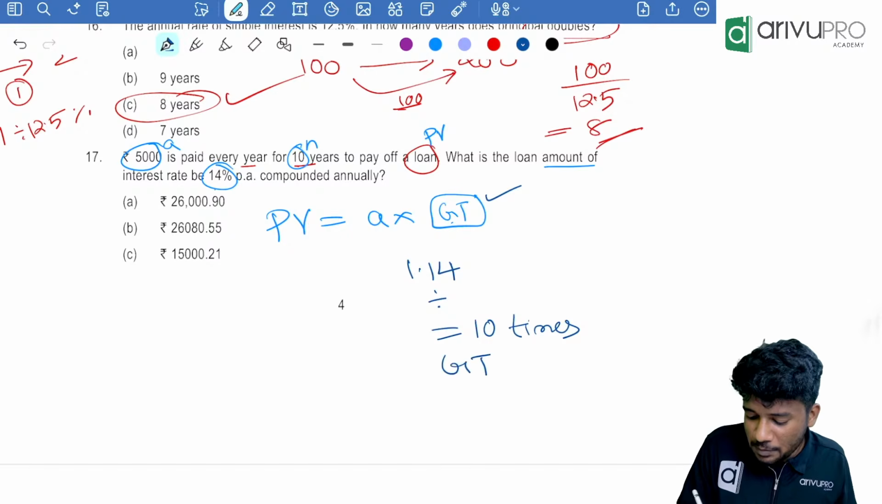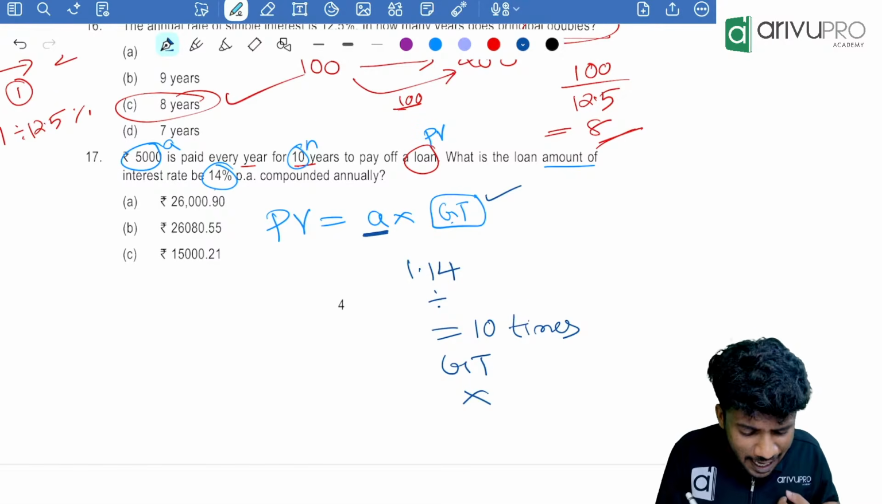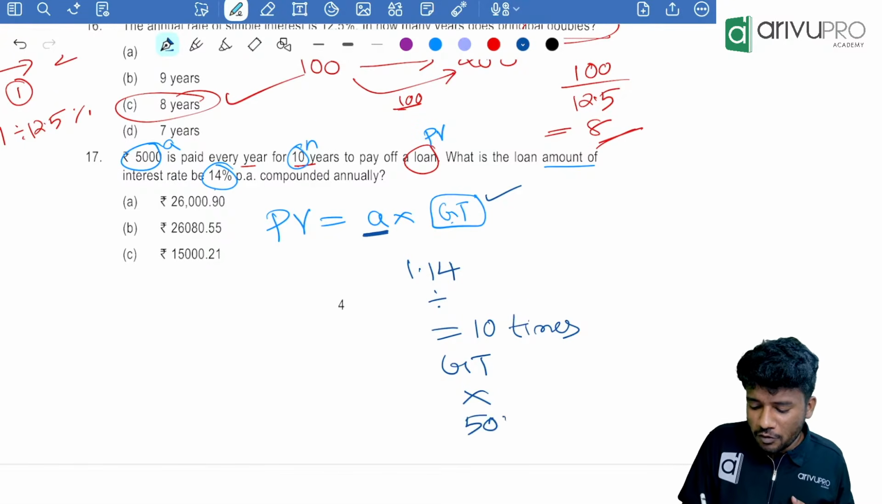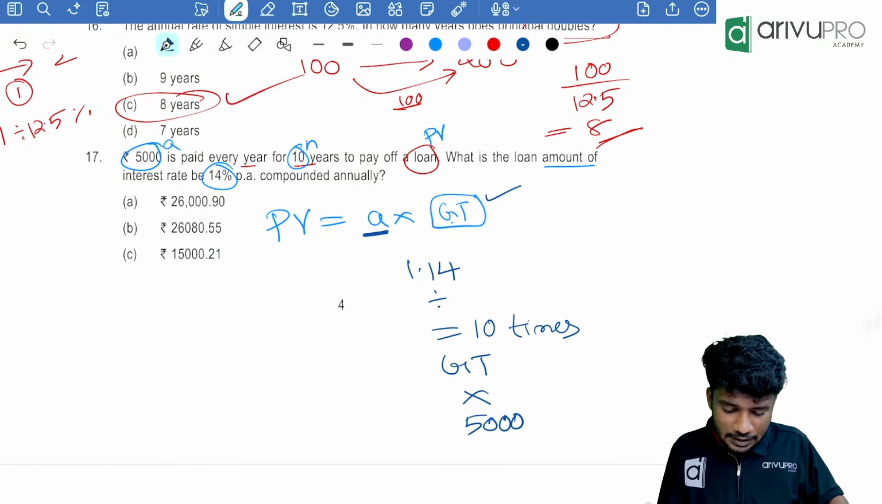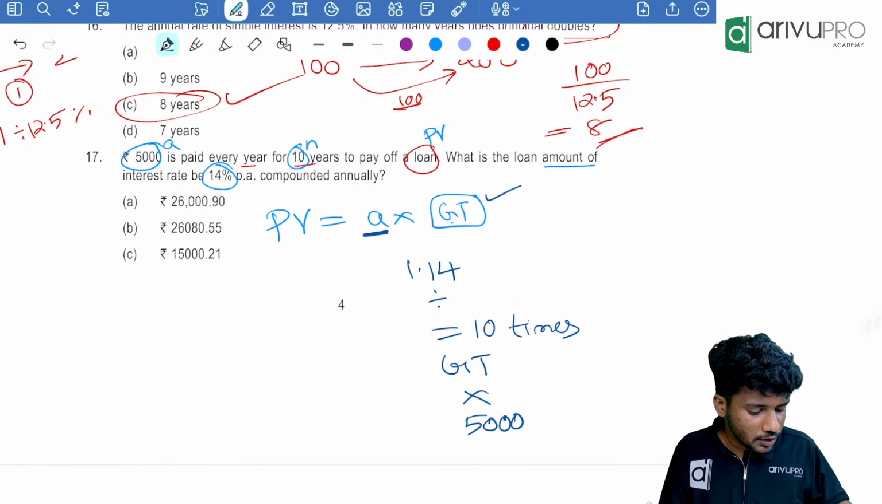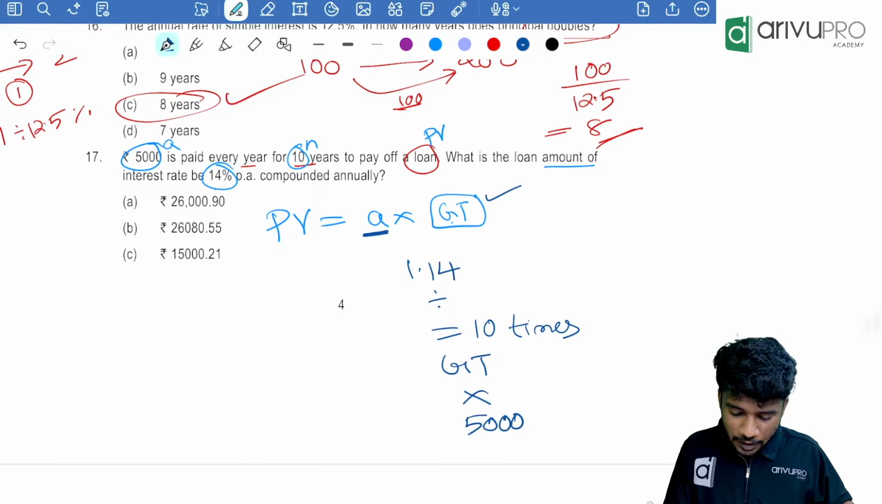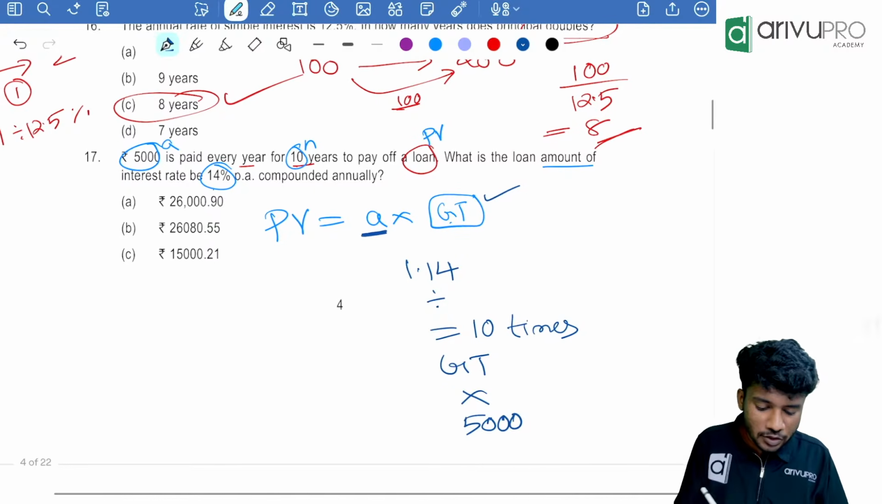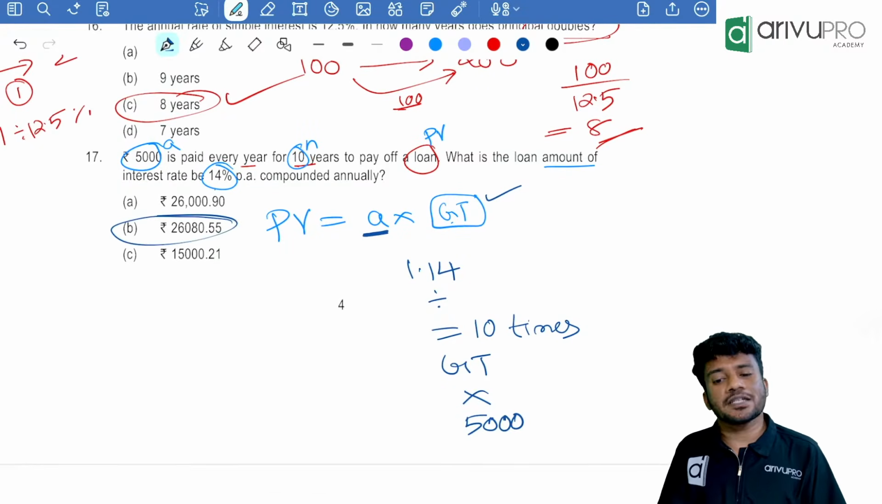Then click GT button. Then multiply it with the annuity amount. How much is the annuity amount over here, people? 5,000 is the annuity amount. Everyone can do it along with me and get the answer. 1.14. Then divide equal to 1, 2, 3, 4, 5, 6, 7, 8, 9, 10. Then click which button? GT button. Then multiply it with what? 5,000. You are getting the answer. How much is the answer? 26080.57 you are getting. Option B is the answer.